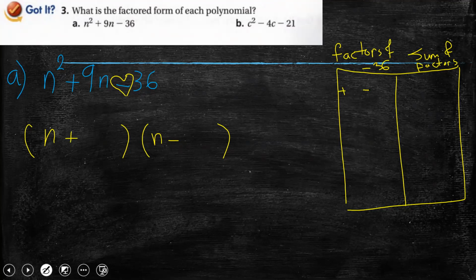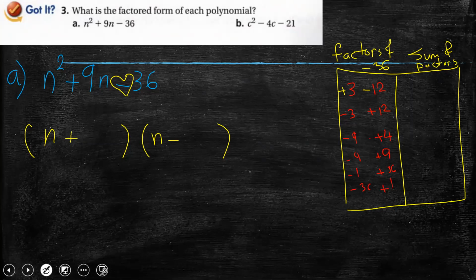Now, what are the factors of 36? Negative 3 and positive 12, negative 12 and positive 3, negative 9 and positive 4, negative 4 and positive 9. What else? Negative 1 and positive 36, and negative 36 and positive 1.